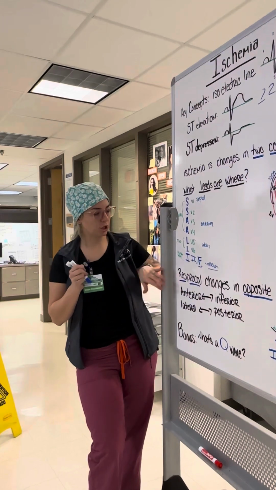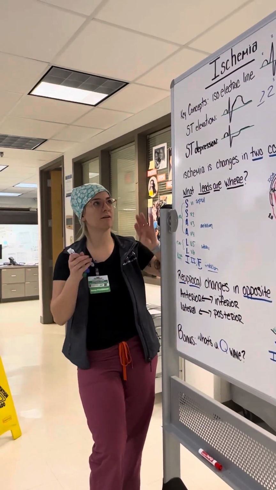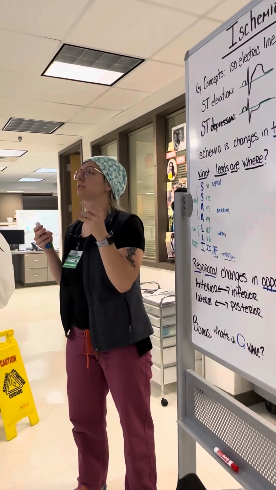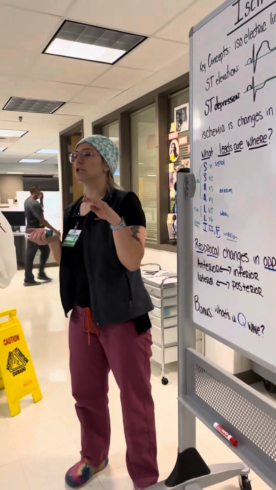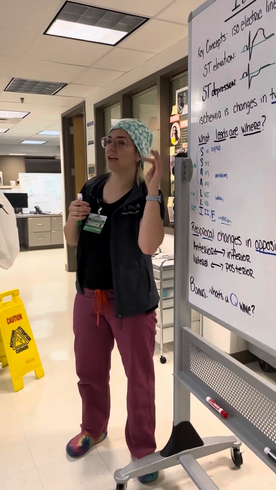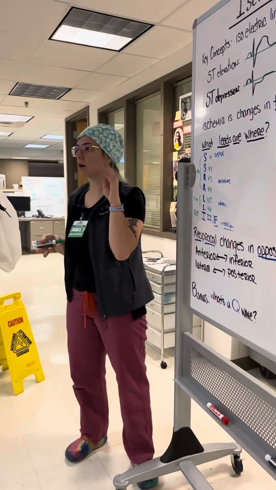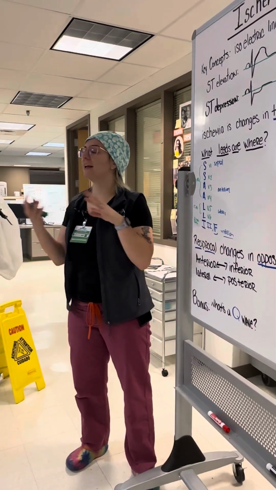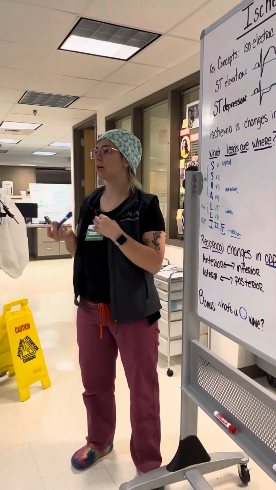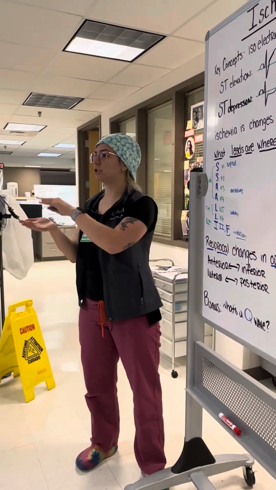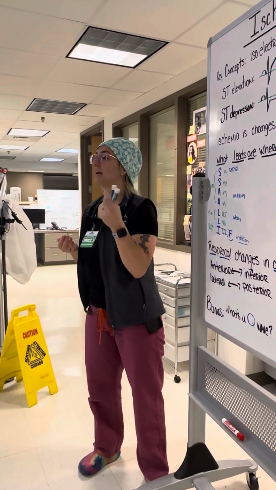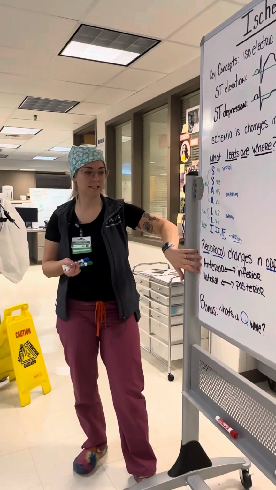So when we're looking for elevations, one of the things you can do to double check yourself is look for reciprocal changes. Reciprocal just means opposite. So wherever there's ST elevations, the opposite side of the heart should have ST depressions, and vice versa. A lot of times the ST depressions are easier for us to see. So if you look for the ST depressions, you look at the anatomical opposite, and you might find your ST elevations. So what is the anatomical opposite?